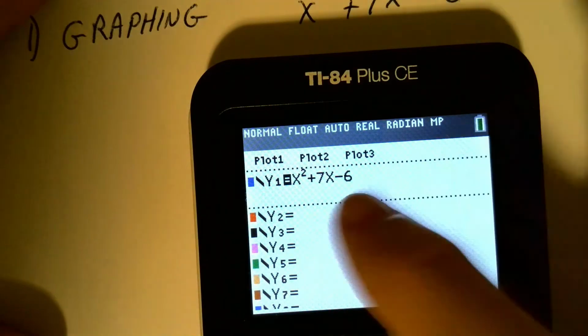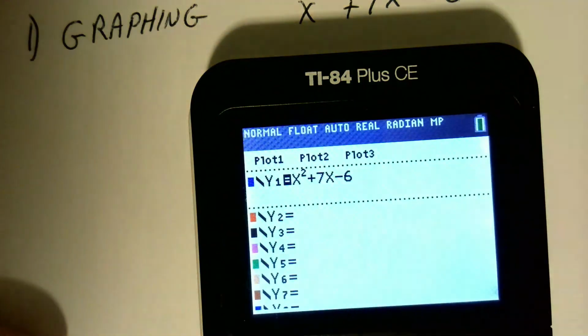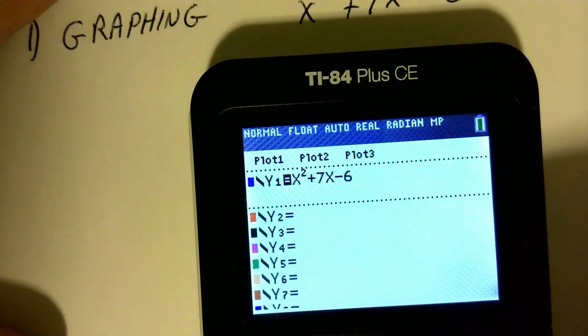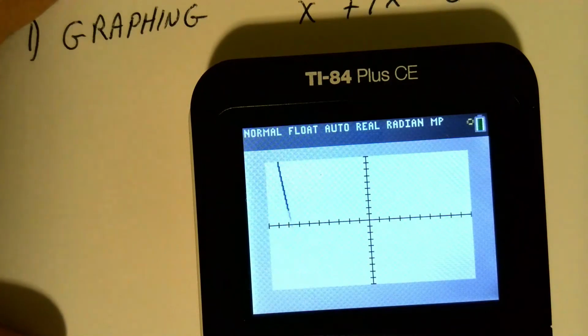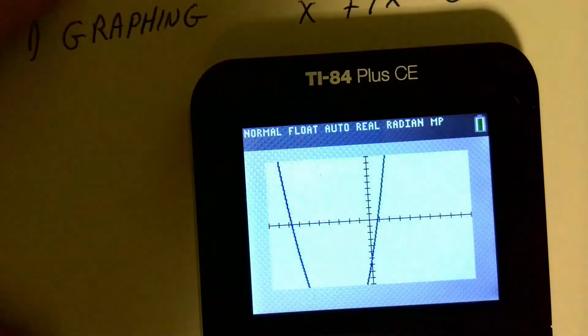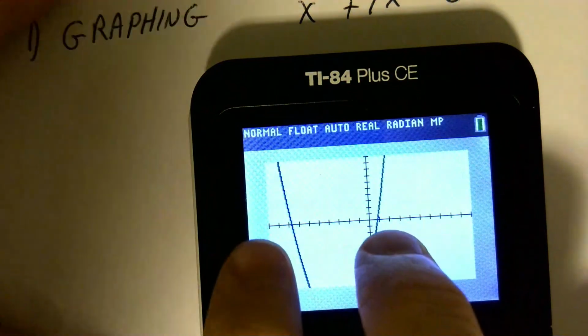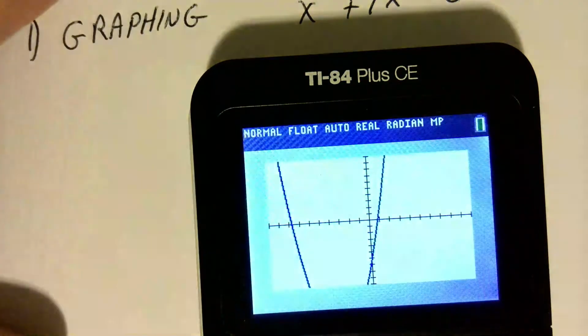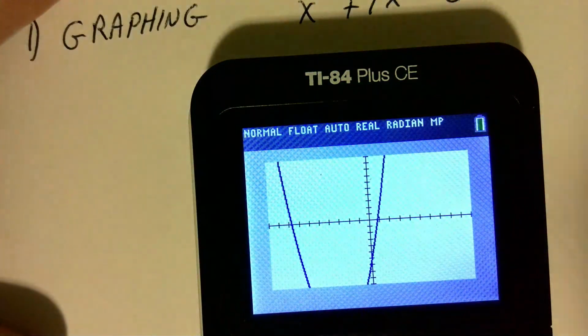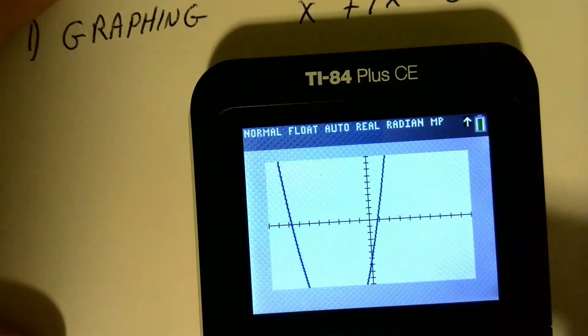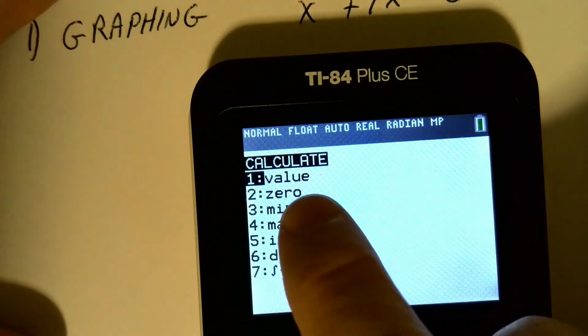The reason zoom 6 will definitely work for this is because where it crosses the x-axis definitely will happen between negative 10 and 10. So I hit zoom 6 and you can see there's my parabola. And those are my two solutions, the two places where it crosses the x-axis right there. Now I can do a couple different things. I can do second trace and number 2.